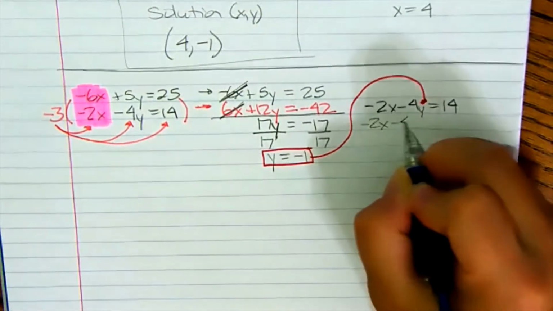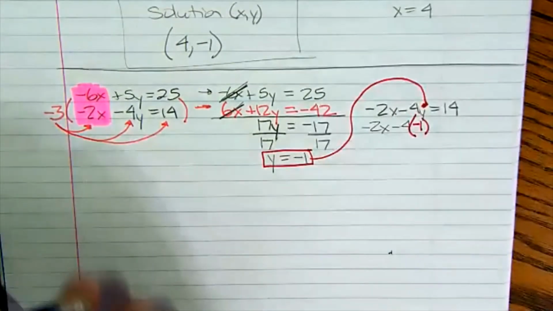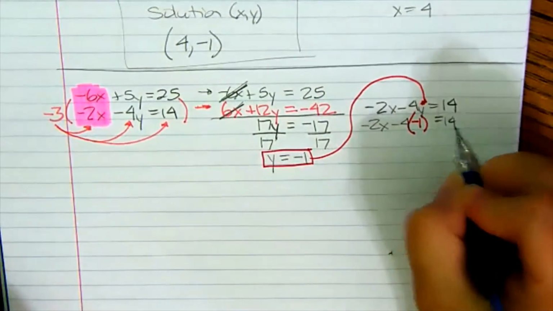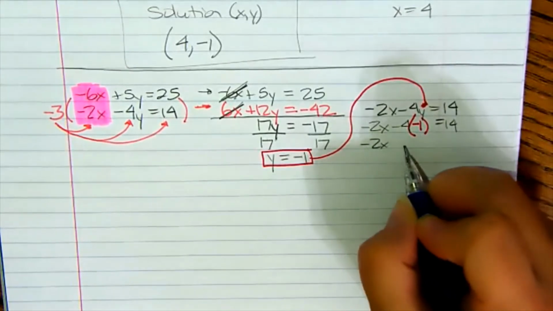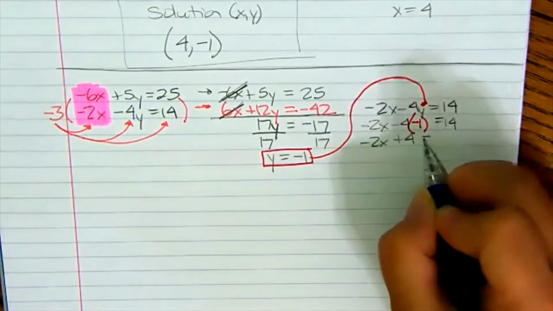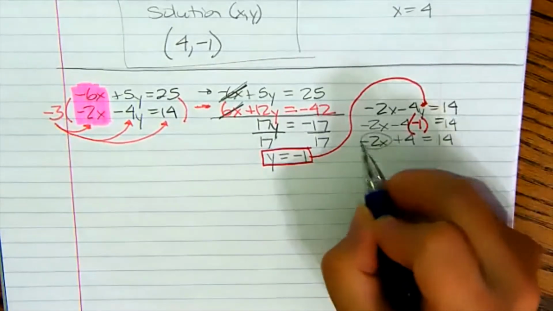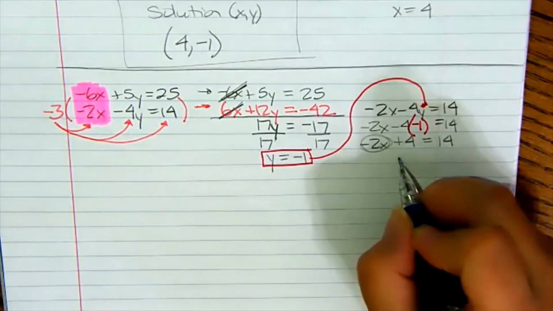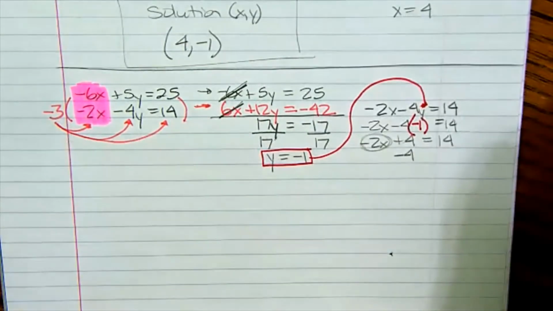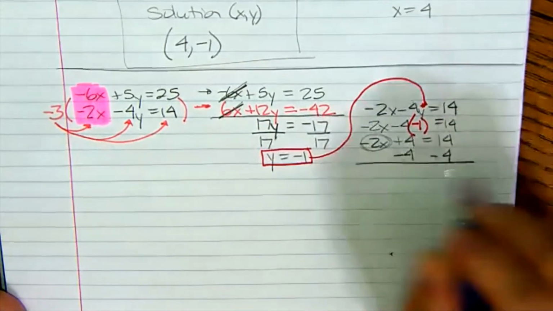Negative 2x minus 4 times negative 1 equals 14. Negative 2x. Negative 4 times negative 1 is positive 4 equals 14. I want to isolate this variable, so I'm going to get rid of this positive 4. I'm going to subtract 4. What I do to one side, I must do to the other.